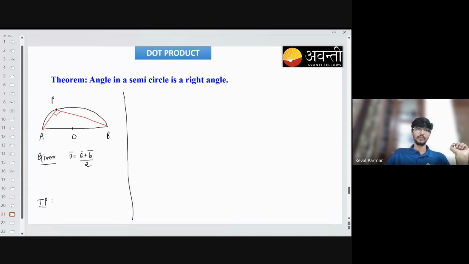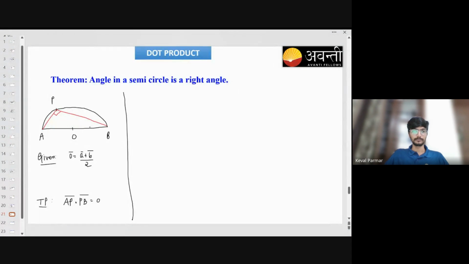To prove angle APB is 90 degrees. That means, what do you remember by 90 degrees? If any two vectors have an angle of 90 degrees between them, that means their dot product is 0. So AP bar dot PB bar is equal to 0.